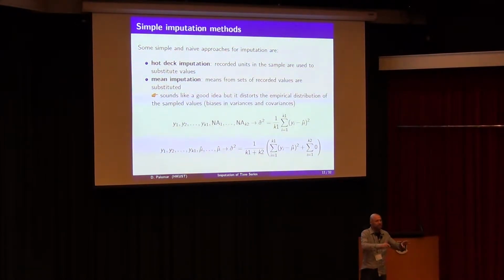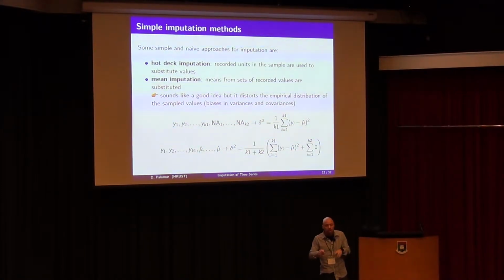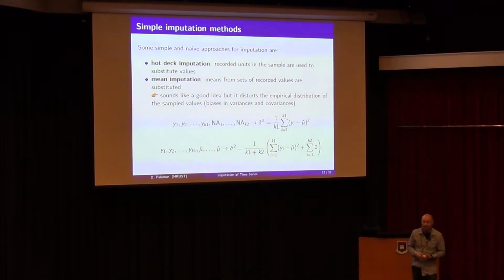Mean imputation is something that sounds very natural. Imagine you have a time series and there are a few missing values. You could do the following: you look at the observed values, you take the mean, and you put the mean in the missing values. It sounds totally reasonable. It sounds like a good idea, but it's really bad because it distorts all the statistics of the signal.